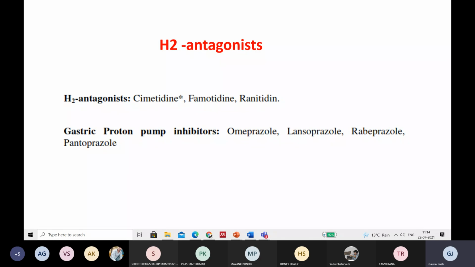To block that, we have two options: H2 antagonists and gastric proton pump inhibitors. These are separate classes, and we'll discuss how they differ and which are the best drugs to combat peptic ulcer, that is, to reduce HCl release in the stomach. In your syllabus, the H2 antagonists are these three drugs and the gastric proton pump inhibitors are these four drugs. We'll be discussing them.